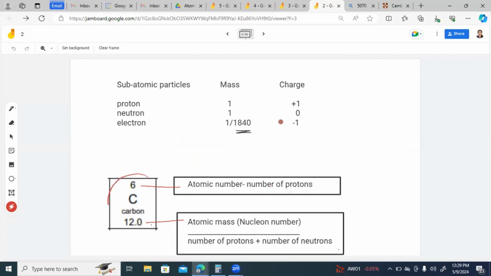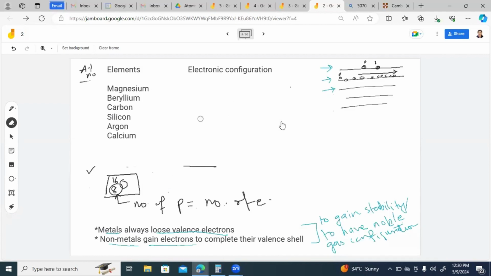Now look over here, this is the periodic table, and this is how it would be written in the periodic table. Around any element there would be one small number and one big number. The smaller number would be the atomic number, and the atomic number would be the number of protons. The bigger number would be the atomic mass or nucleon number. Nucleon, not neutron. The nucleon number is comprised of the number of protons plus the number of neutrons. So you'll do each one of them.